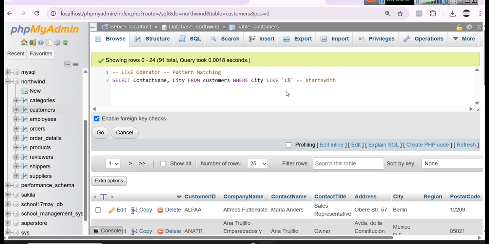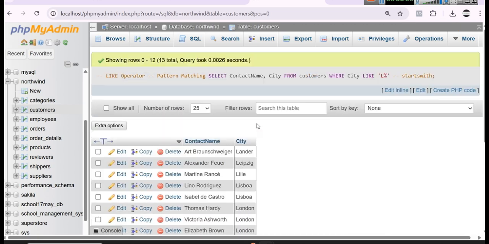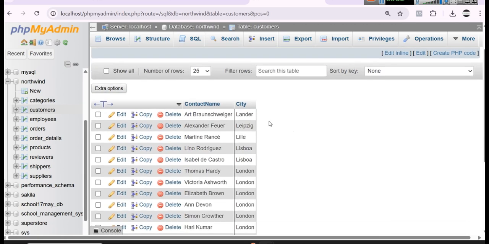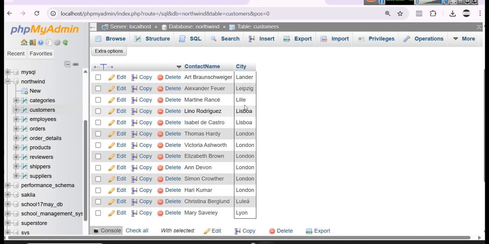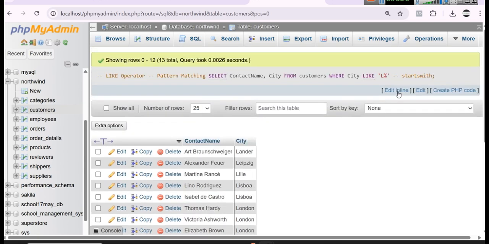So for starts with we write that particular character and then we write percentage. So if we run this, you can see it is showing us all those cities which start with L. See, Lander, Leipzig, Lille, Lisboa, London, Lulia, Lyon, or however they are pronounced.